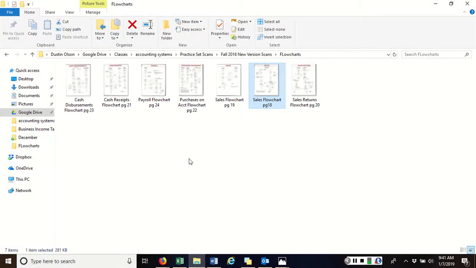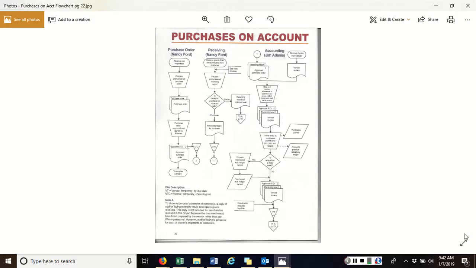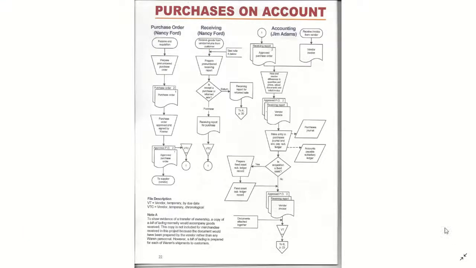So we got to look over our flowcharts again. We haven't spent any money. We're not getting any money. We're not making a sale. So if we're buying stuff, we want to go to our purchases on account flowchart. So we're buying stuff and not paying for them. And you see there's steps for creating the purchase order, receiving the items, and then also the accounting entry.